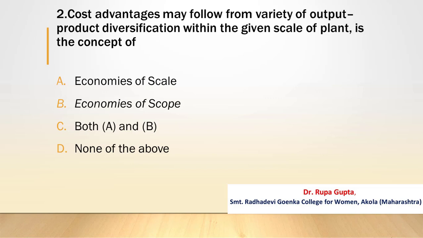Question number 2. Cost advantages may follow from variety of output, product diversification within the given scale of plant, is the concept of: Option A. Economies of scale, B. Economies of scope, C. Both A and B, D. None of the above. And the correct answer is B, that is economies of scope.